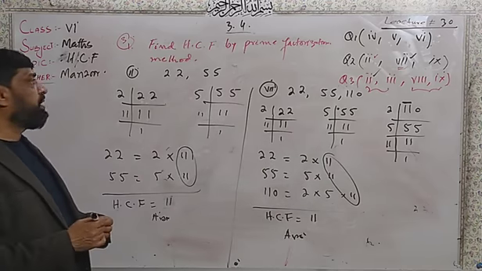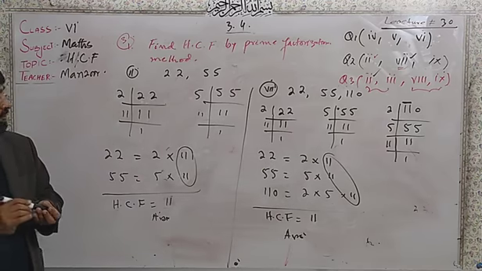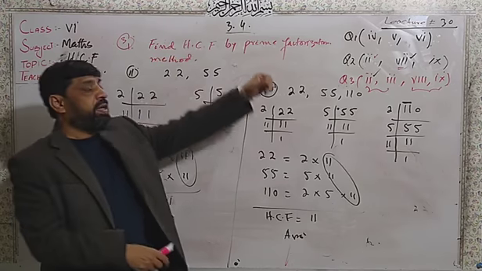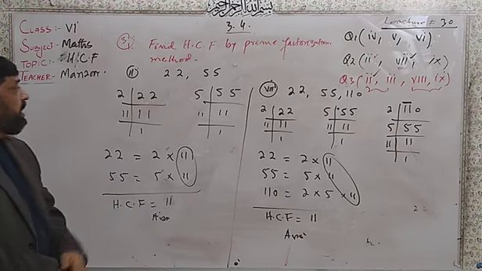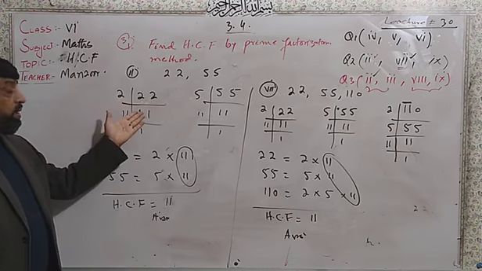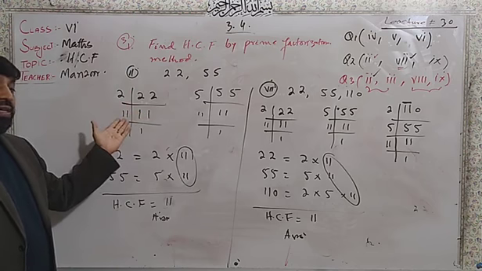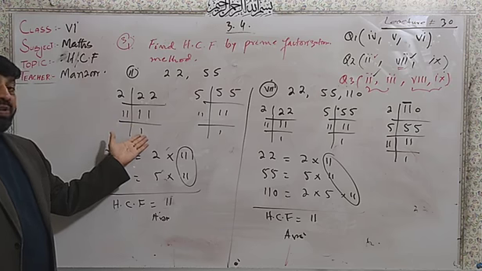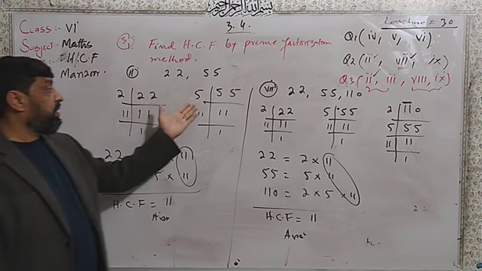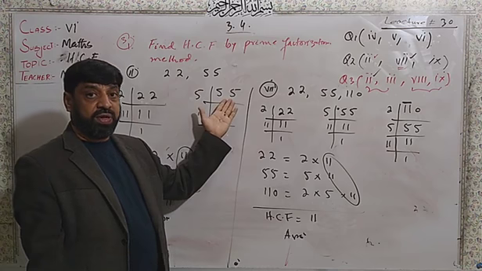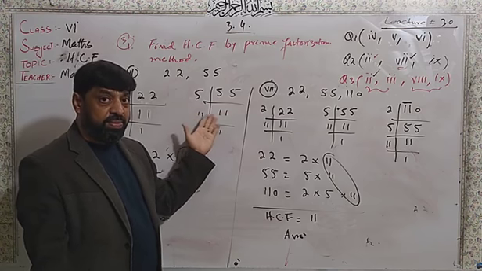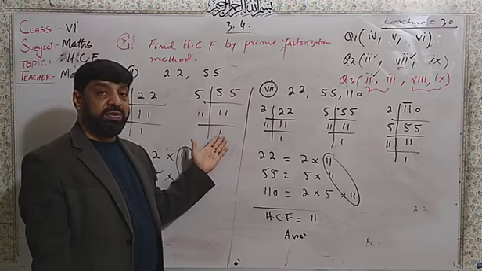Dear students, this was question number 3. Find by the prime factorization method, 2 is the least prime number that can divide 22 11 times. 11 is also a prime number that can divide 11 one time. And after all, there is the 5. 5 can divide 55 11 times. Again, 11 can divide 11 one time.